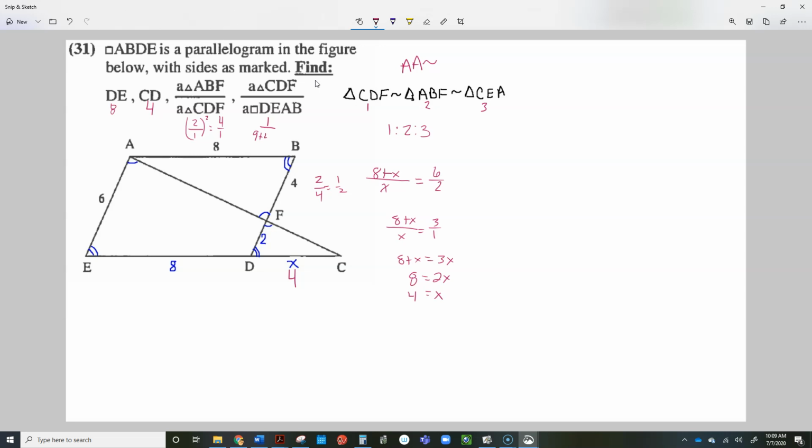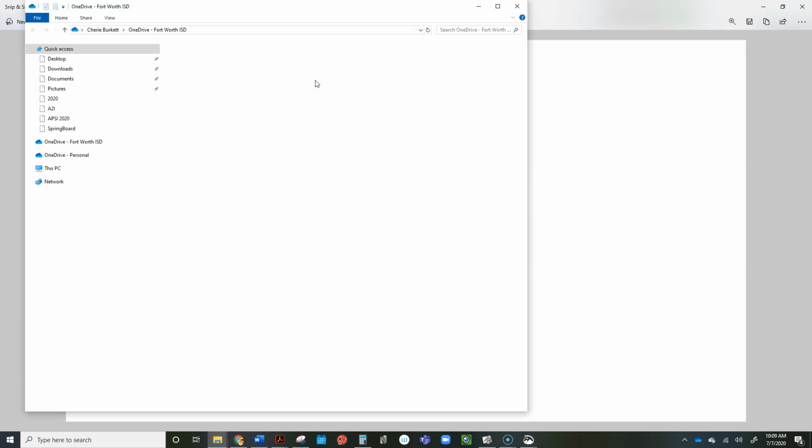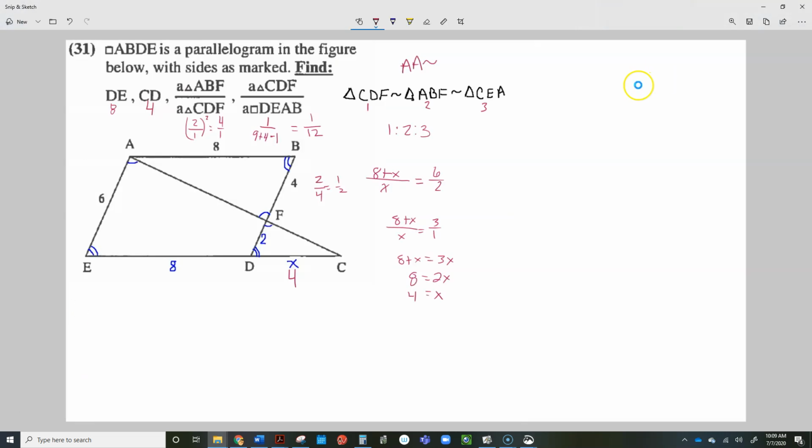2 squared is 4. But then we got to take away the scale factor for this little one because they only want the rectangle. And the rectangle is the middle triangle plus the big triangle. Take away the little triangle. So take that scale factor away. 1 squared is 1. And that ends up being 1 over, that's 13 minus 1, so 12. Oops. So that's 1 over 12.